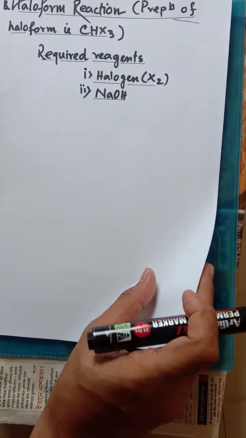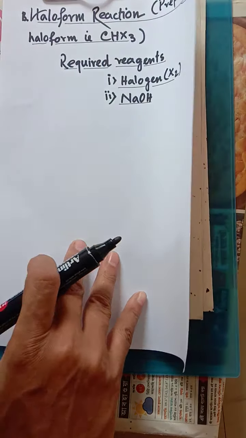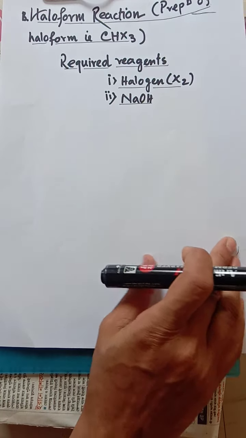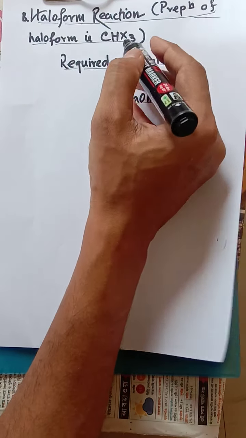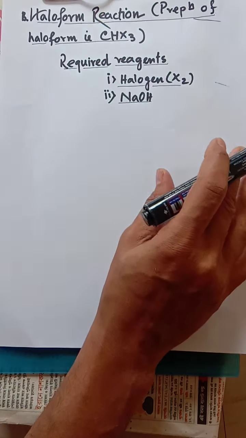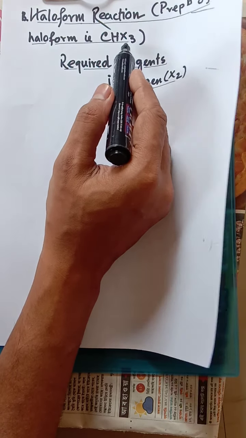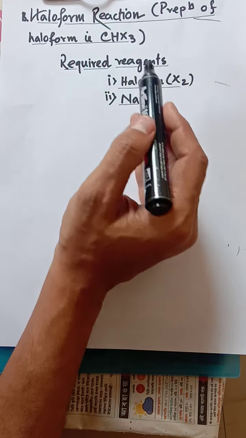Now moving to the next part, that is the haloform reaction. What is the haloform reaction? A very important reaction it is. The haloform reaction means the preparation of haloform. Haloform means CHX3, where X means halogen: chlorine, bromine, iodine.